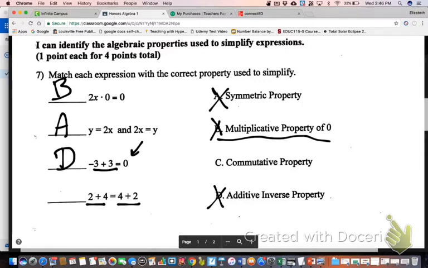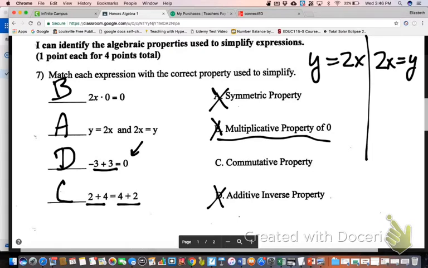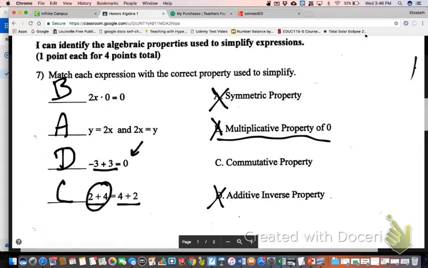I want you to pay attention to the difference between commutative and symmetric. When I had symmetric, I want to make sure I really hit this home. Oops, let me erase this here. Okay, so here I have y equals 2x, then I have 2x equals y. The equations are like mirror images of each other. That is symmetry, okay? But then with the commutative property, I still have the same thing on both sides.